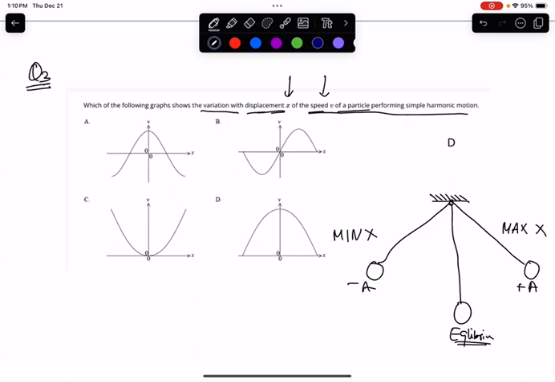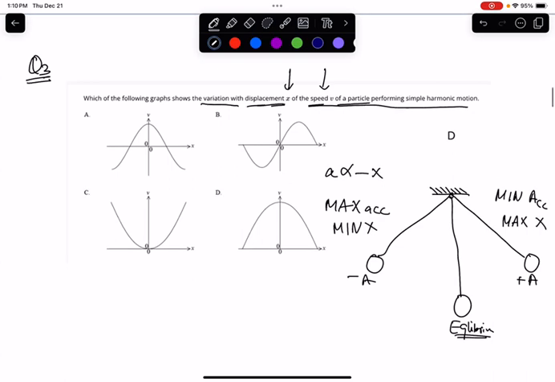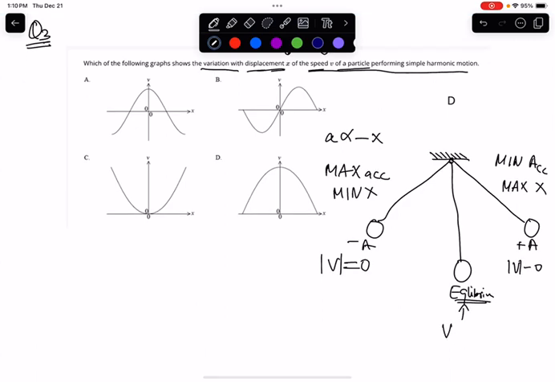And you also see that at the minimum amplitude, you have the maximum acceleration. So this follows that acceleration is proportional to negative x. And then at your positive amplitude, you have your minimum acceleration. And we have seen that at our negative amplitude, the absolute value of the velocity is 0. At our positive amplitude, the velocity is 0. And at our equilibrium position, the absolute value of the velocity will be maximum.